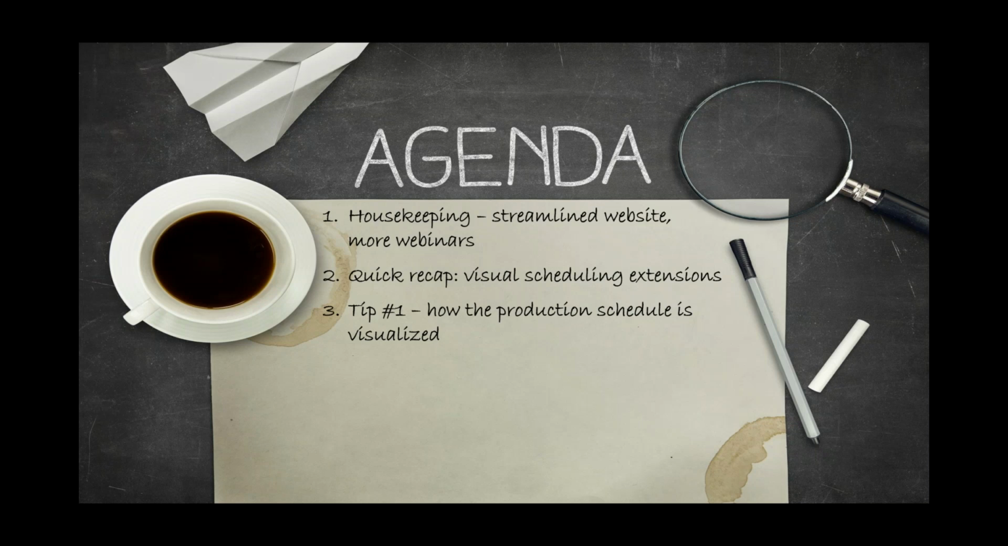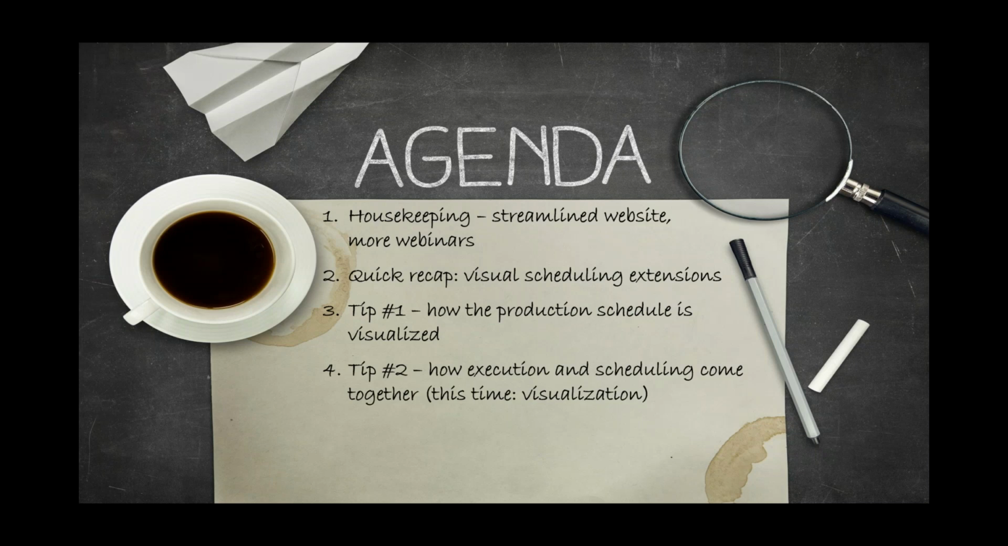The first tip is really about how we visualize a production schedule. Visualizing a production schedule always has two angles, and we will come to this in the demo. There is the timeline of the production schedule, and there is the resource schedule of your production schedule, and we will look at both.